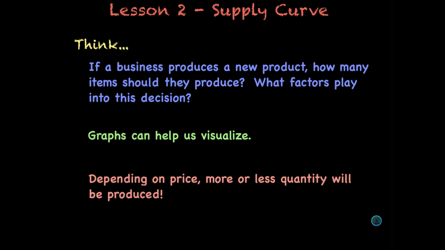So again, let's think. If a business produces a new product or they're willing to supply a new product, how many items should they produce or supply? What factors play into this decision? Well, for now, we are just looking at the supply curve. So if we think about our supply curve, what would influence how much we supply? Well, hopefully you said price, right? We'd supply a lot more if we were paid a much higher price, and we'd be willing to supply a lot less if we weren't paid as much. So again, graphs can really help us to visualize this. Depending on price, more or less quantity will be produced.